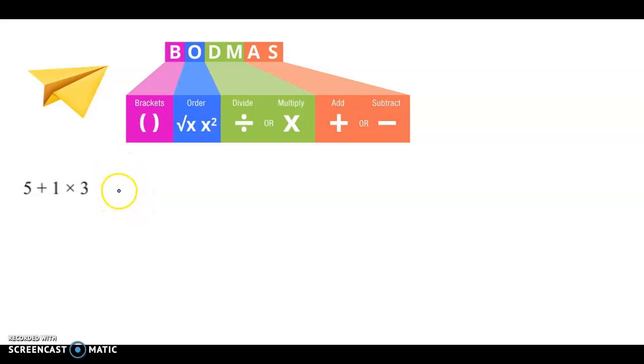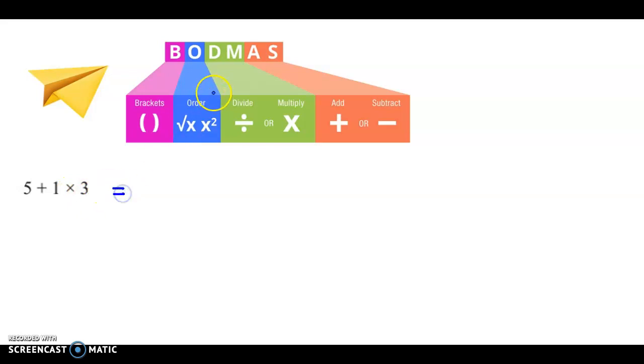In today's video, we are going to discuss a few examples from BODMAS rule. Now, let's look at the first one. Here we have to obtain the value of 5 plus 1 into 3.